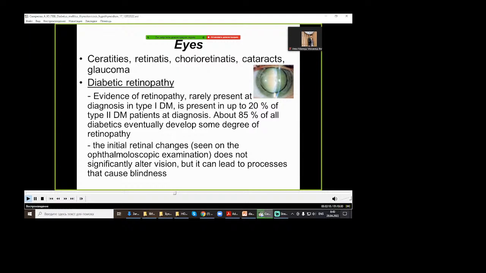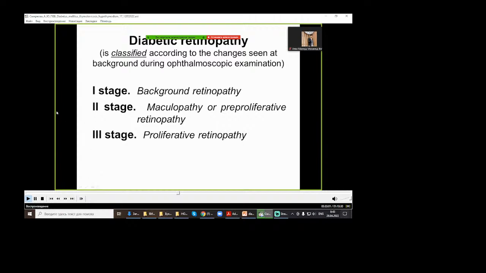So evidence of retinopathy is rarely present at diagnosis in type 1 diabetes mellitus and is present in up to 20% of type 2 diabetes mellitus. But about 85% of all diabetics eventually develop some degree of retinopathy. The initial retinal changes seen on ophthalmoscopy do not significantly alter vision, but they can lead to processes that cause blindness. Diabetic retinopathy is classified according to the changes seen at background during ophthalmoscopic examination, and it has three stages.